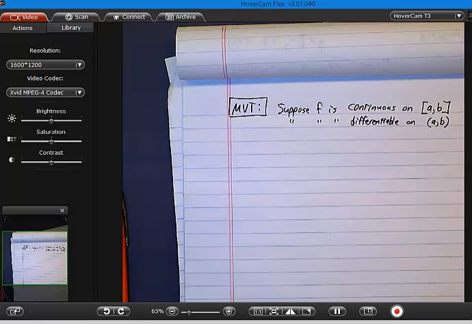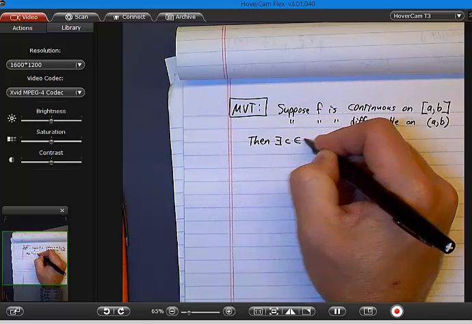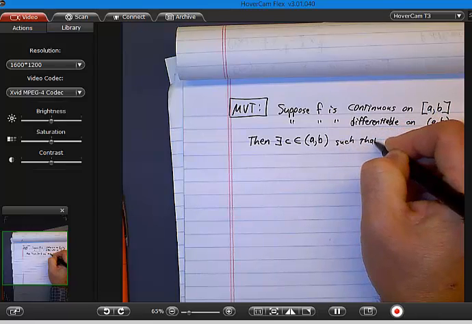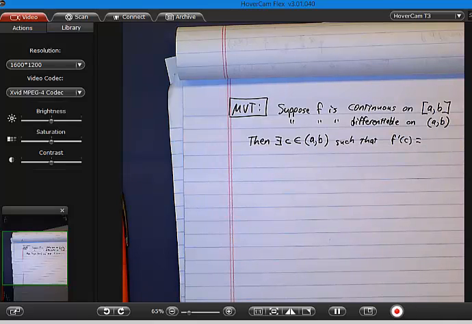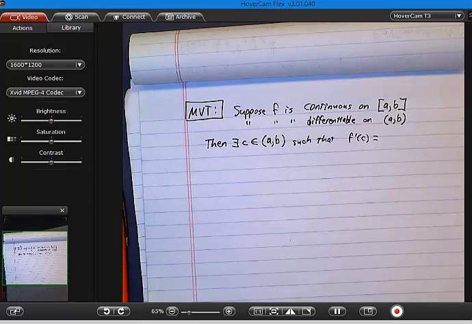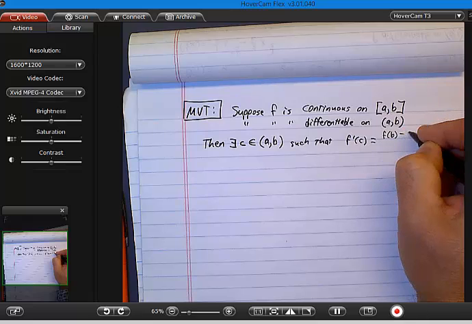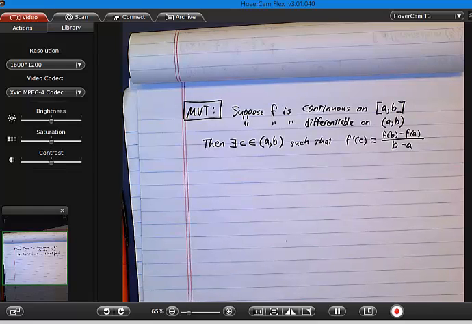The mean value theorem will say, then there exists a c in the open interval (a, b) such that, what's true? f'(c) equals, and it's not 0 anymore, it's going to be, well, (f(b) minus f(a)) over (b minus a). So I'm hoping that when you go home tonight, you get a problem that says apply the mean value theorem, you'll know at least what it says and kind of what it means.